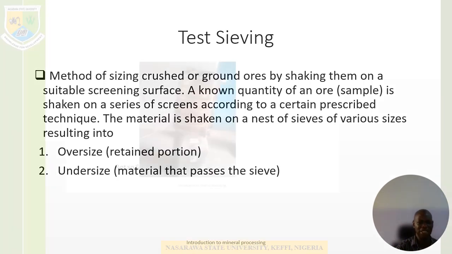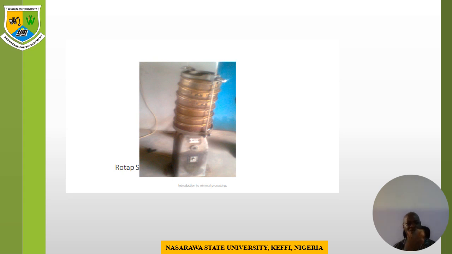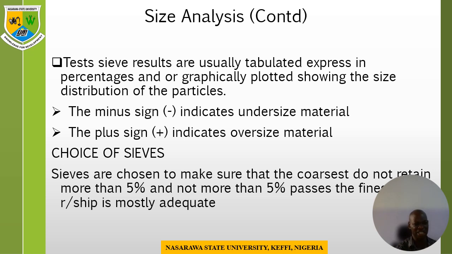This is a typical case of a sieve. You sieve it, and after doing that, you do your size analysis. These testing results are usually calculated, expressed in percentage, and or graphically plotted, showing the distribution of the particles. The minus sign indicates undersize. The plus sign indicates oversize. The choice of sieves is very, very important. Sieves are chosen to make sure that the sieves do not retain more than 10 to 5% and not more than 5% passing, in that relationship adequate.